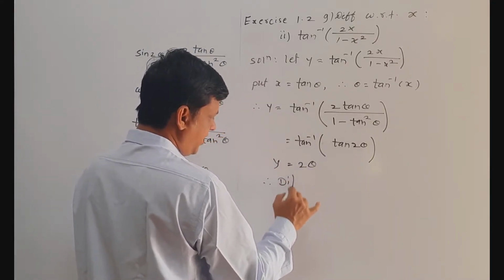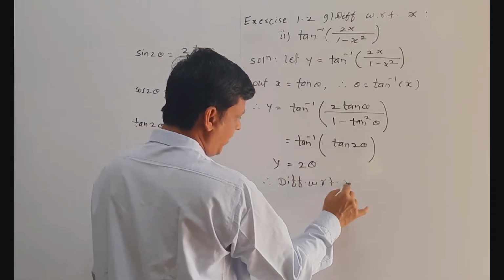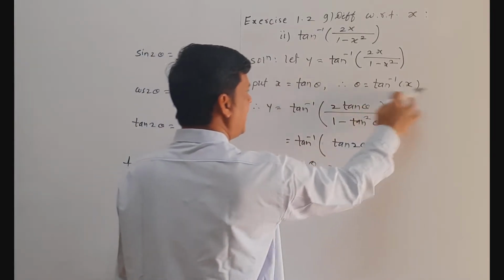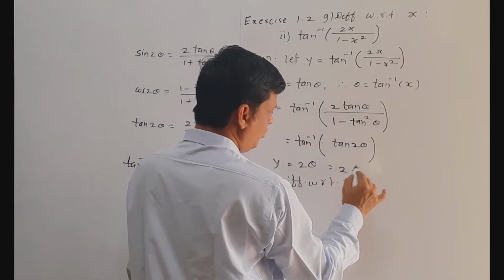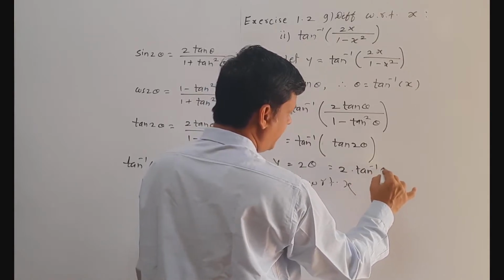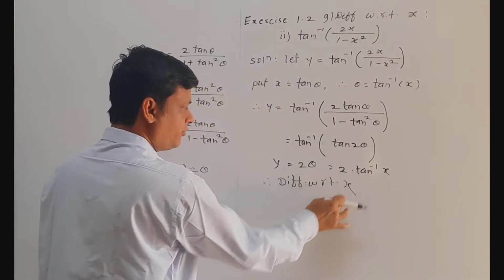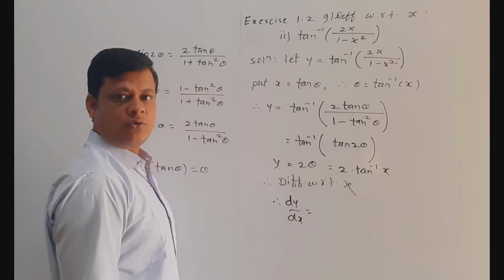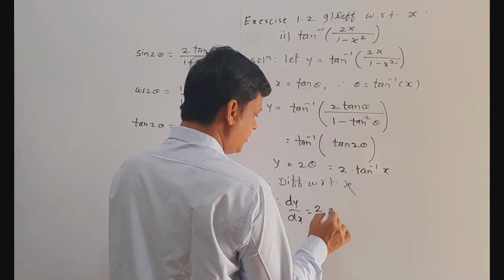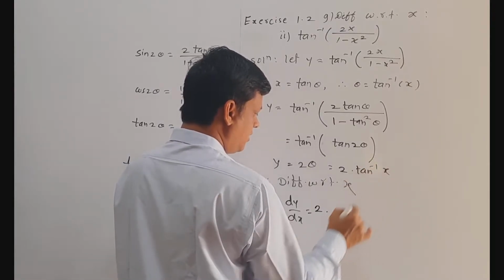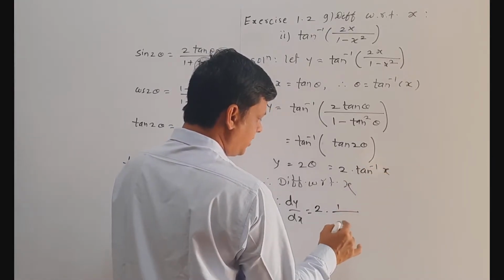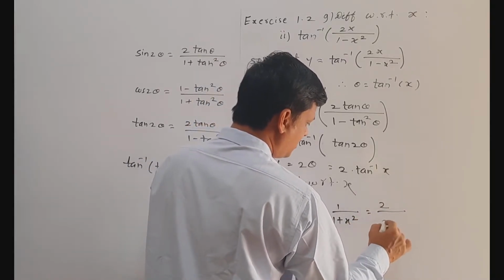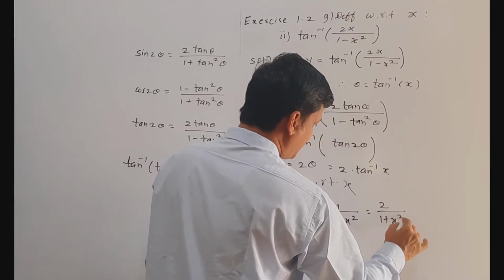Therefore, differentiate with respect to x. Before differentiating, we replace this theta by tan inverse of x, so we write y equals 2 into tan inverse of x. Differentiate with respect to x. Therefore the derivative dy by dx is equal to, now 2 is a constant, which is with the function tan inverse x. Now find the derivative of tan inverse x, which is 1 upon 1 plus x square. So we get the derivative of the given function as 2 upon 1 plus x square.